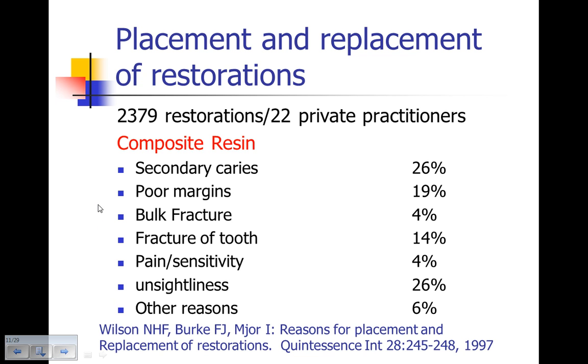So in this 1997 study of almost 2,400 restorations, when we looked at composite, the data is very similar to what we saw in the 1981 study. 26% were replaced due to secondary caries, 19% due to poor margins, 4% due to bulk fracture, 14% due to fracture of the tooth, and pain and sensitivity contributed 4% of the time. Aesthetics has become a much more important criterion for replacement. Upwards of 26% of the restorations were replaced because they were unesthetic.